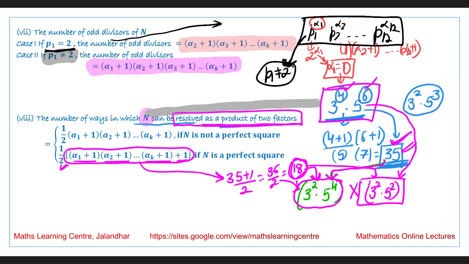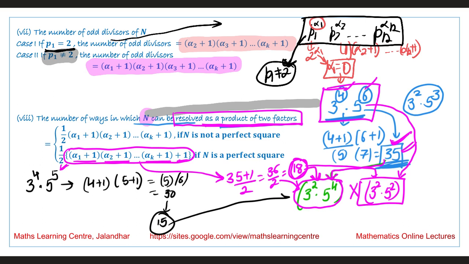In the second case, the number is not a perfect square, say 3 raised to the power 4 into 5 raised to the power 5. Then how many factors will we have? It is 4 plus 1 into 5 plus 1, that is 5 into 6, that is equal to 30. Now out of these 30 items we have to choose 15. These first numbers we choose, and the second factor will be automatically obtained.